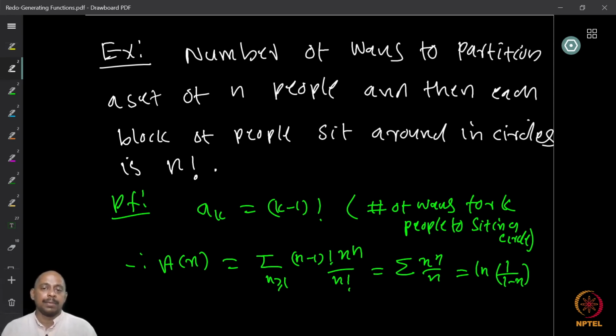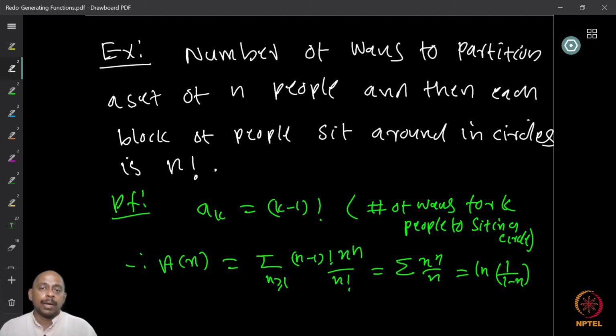So therefore, we know that the generating function for people to sit around in circles is summation (n minus 1) factorial into x raised to n by n factorial, which is the exponential generating function. And what is that? This is summation x raised to n by n, because (n minus 1) factorial and n factorial cancel out and you get n, which is log of 1 by 1 minus x. This is something we have already seen. So the generating function for the type A structure, which is A(x), is log of 1 by 1 minus x.